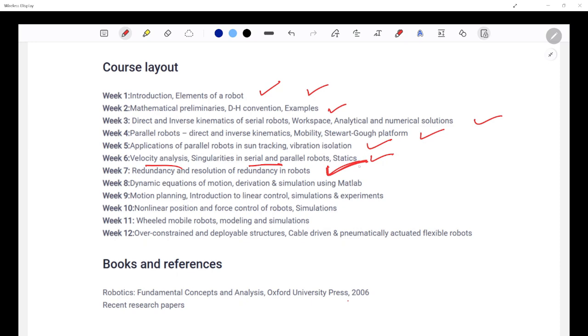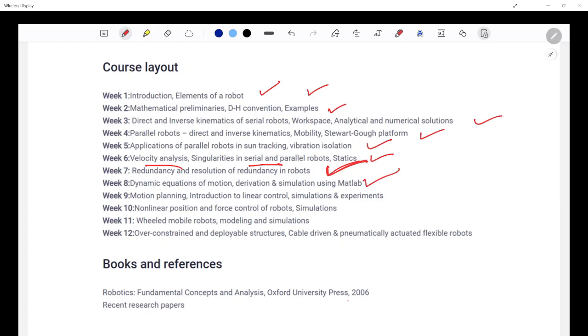Then in week 8, we saw the Lagrangian formulation. Why? Because we wanted to formulate the dynamics of serial and parallel robots. We saw what the equations of motion are, and then we saw the inverse dynamics and simulation of the equations of motion. How do we do that? And then we also saw some recursive formulation of the dynamics of manipulators. So all of them were covered in week 8.